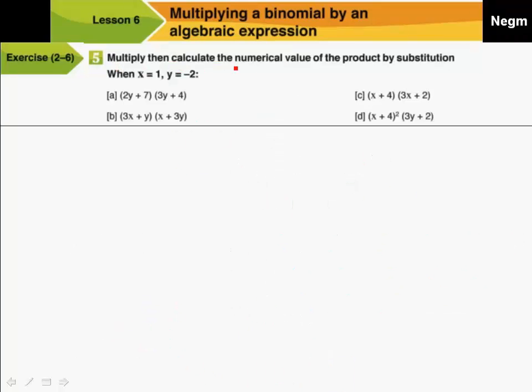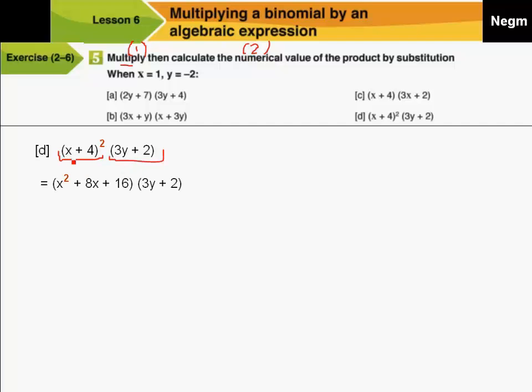Multiply, then calculate the numerical value of the product by substitution when x is equal to 1, y equal to minus 2. So we have been asked for two requirements. The first one is the multiplication, then the second required is to calculate the numerical value. We have been solving something like that before, but we will solve D together. We have x plus 4 squared times 3y plus 2. This is a multiplication. First, we have to multiply x plus 4 times itself. Then the result will be multiplied by 3y plus 2.